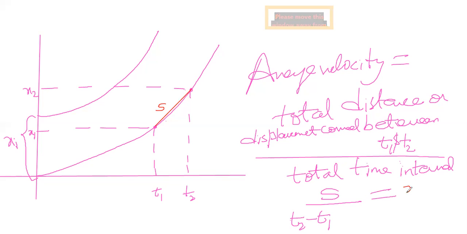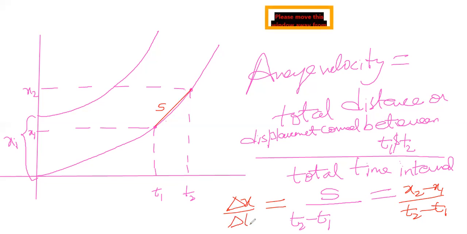Simply x2 minus x1 by t2 minus t1. Or this can be written as delta x by delta t, change in the displacement or change in the position by change in the time. Is it understood? That's called average velocity. Is it clear?